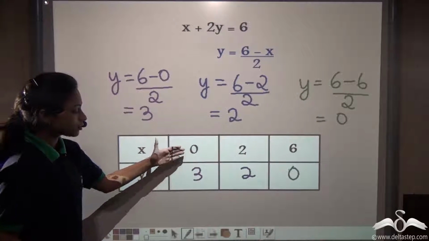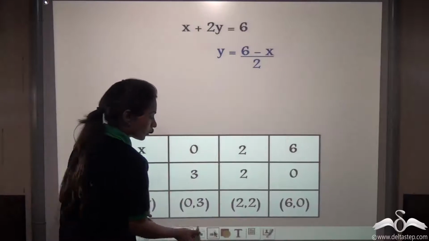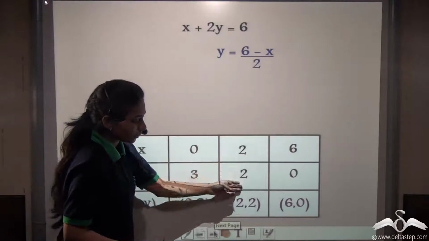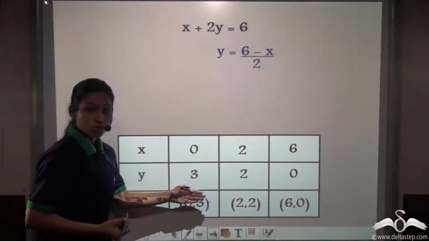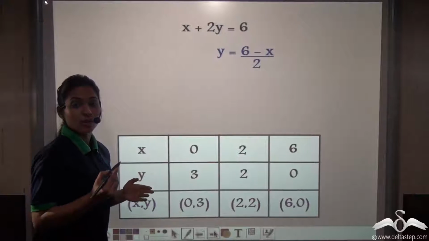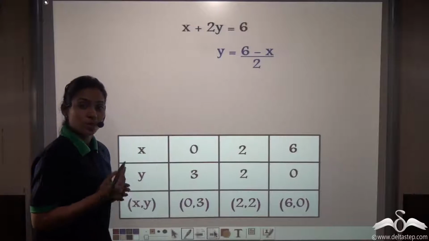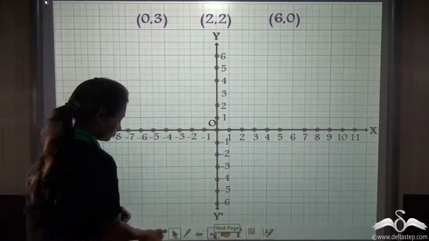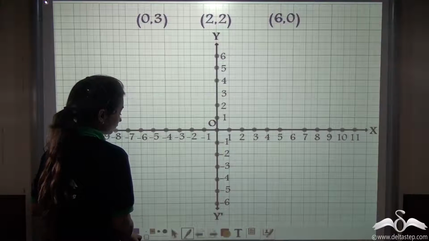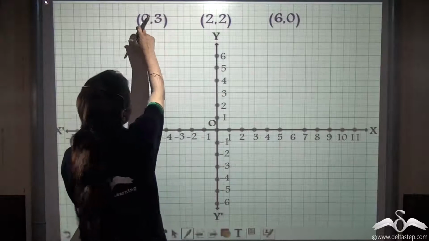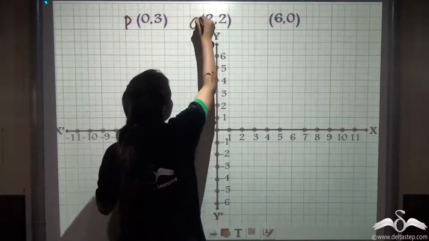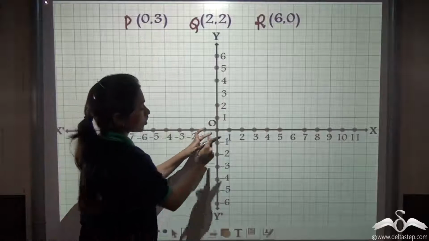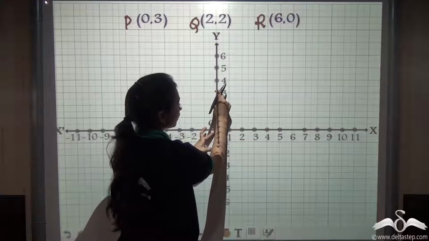So we have got values for x and y so that we can plot it on the graph paper like this. x and y are (0, 3), (2, 2) and (6, 0). So these solutions for this equation will give us the coordinates to plot this equation on the graph. So let us plot this on the graph paper. Let us take this point as P, this as Q, and this as R. So P is (0, 3). That means 0 on the x-axis and 3 on the y-axis.